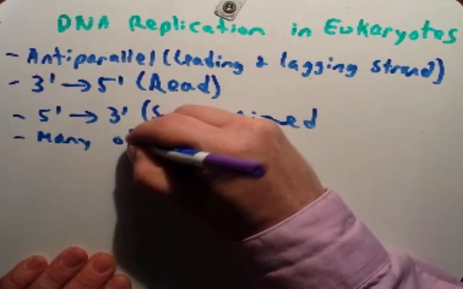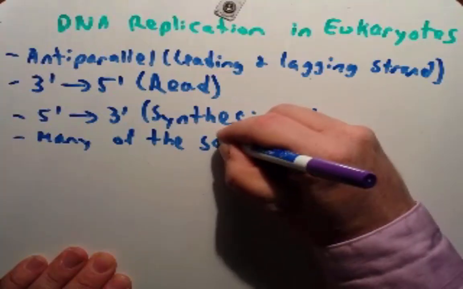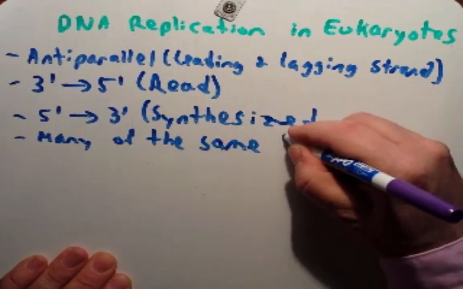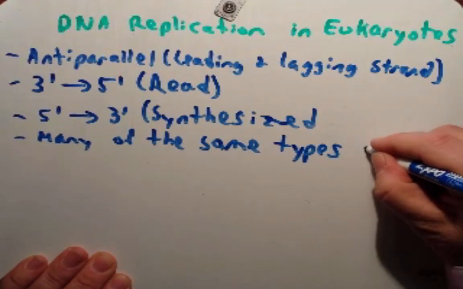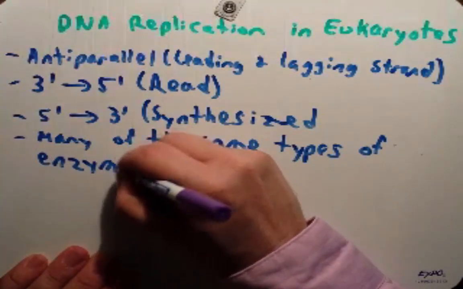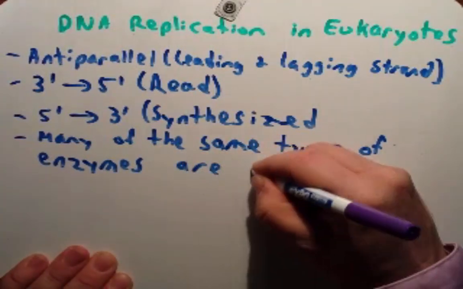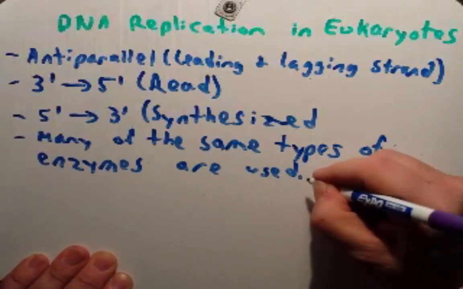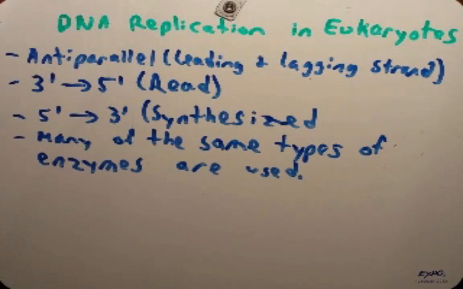Many of the same types of enzymes are used. So for instance, we still need to have a helicase come in and pull the strands apart. We still need single-stranded binding proteins. We still need a topoisomerase. That's a slight difference here: in eukaryotes they don't use a gyrase, they use a topoisomerase, but essentially they're the same. They have the same function.